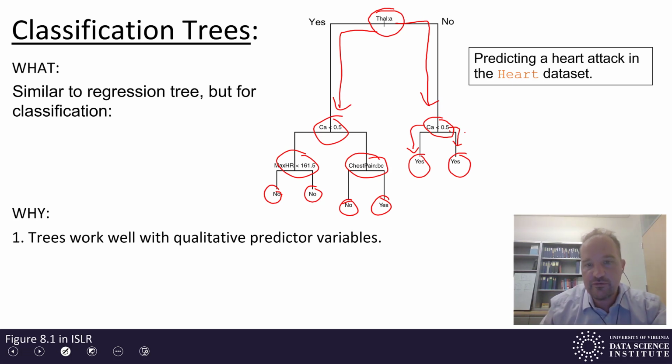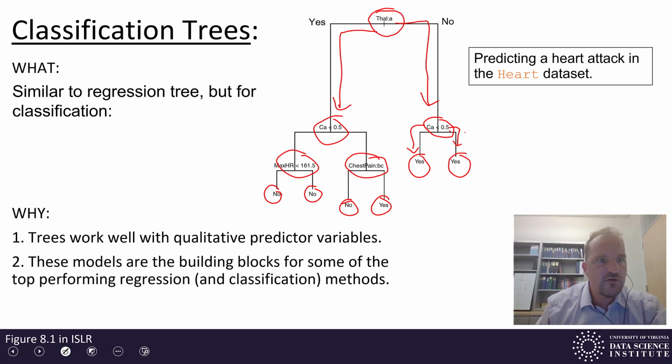So why do we want to use classification trees? They work well with qualitative predictive variables. That's a good thing. A lot of the methods we've talked about so far, k-nearest neighbors and linear discriminant analysis, need continuous variables, whereas classification trees work very readily with qualitative ones. I should say those other methods can work with qualitative variables, but it's not very natural, and there are significant problems that can come up.